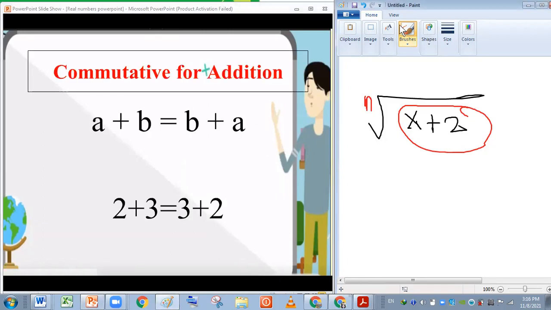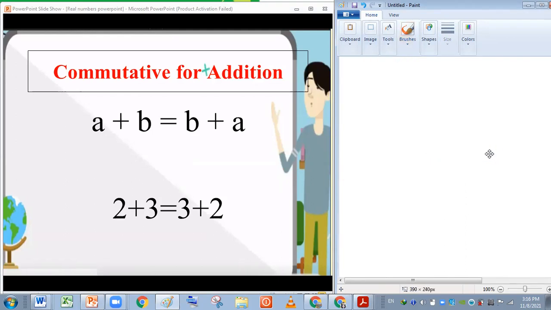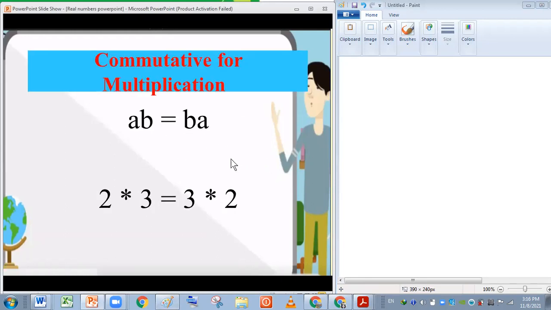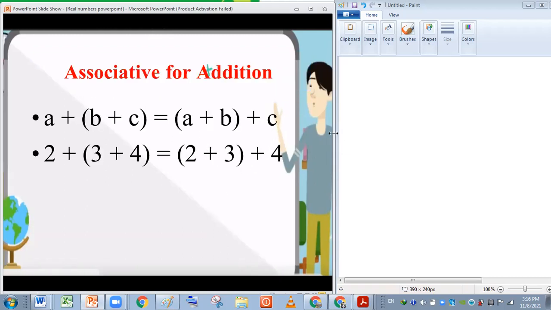So this goes with the commutative property of addition. It can be swapped, so a plus b is equal to b plus a. Commutative for multiplication, so it can also be swapped, like a times b is just equal to b times a. Associative is for the grouping. When we group a plus the group of b plus c, it is just the same as when we group a and b together, then add c.